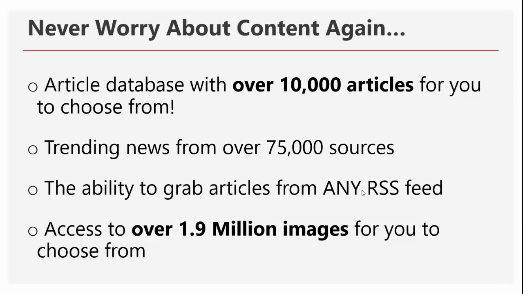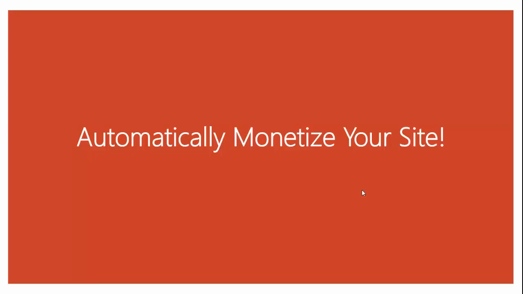Then we added the ability to grab articles from any RSS feed you would like. So you can take any RSS feed you want and use that for your content as well. And then to make it even easier, we also added access to over 1.9 million images for you to choose from. And if that wasn't enough, we gave you the ability to automatically monetize your site as well.